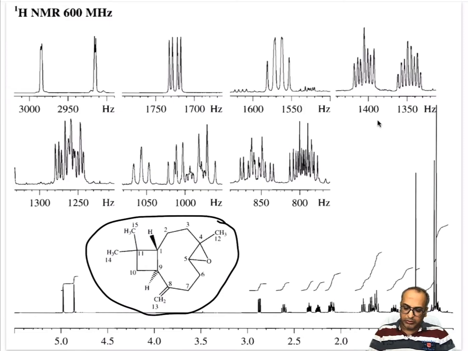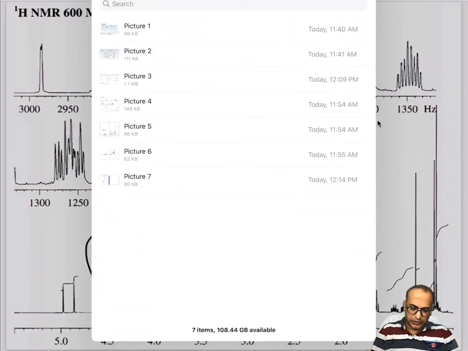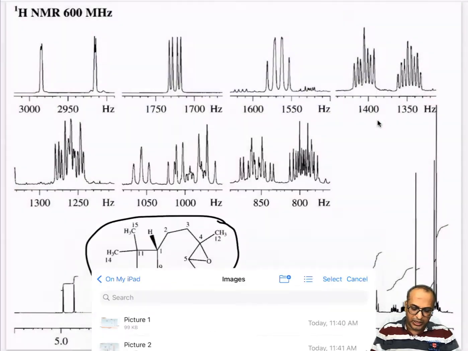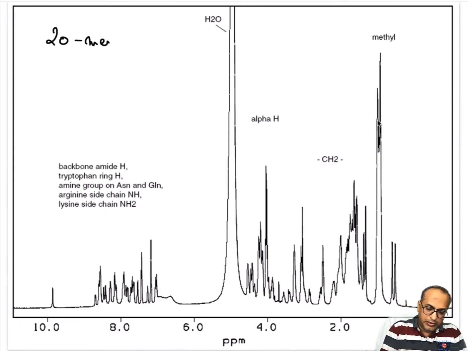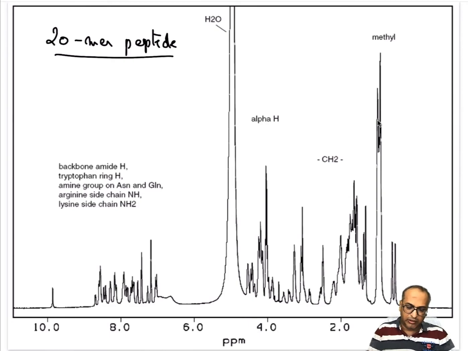So all of this information can be obtained when the molecule is complex, but let's see what happens if we go to a more complex molecule. This is now a picture of a proton NMR spectrum for a peptide molecule. This is a 20-mer peptide, which means there are 20 amino acids fused together by peptide bonds to give a peptide chain.